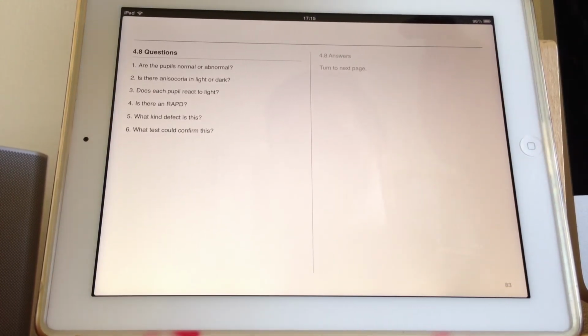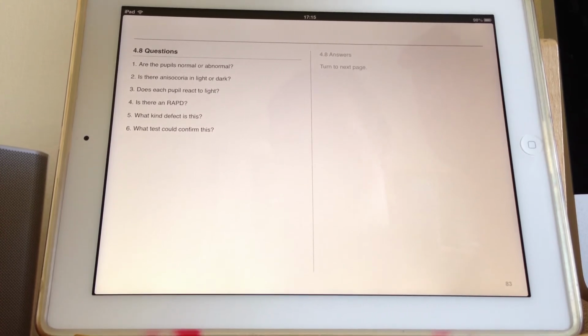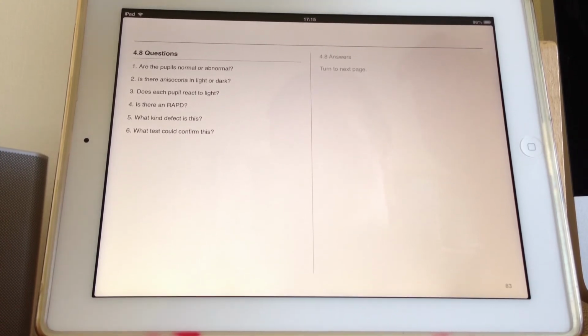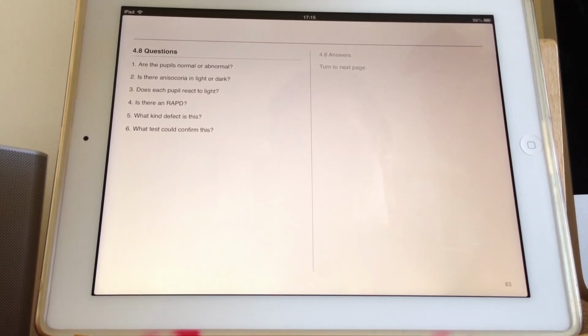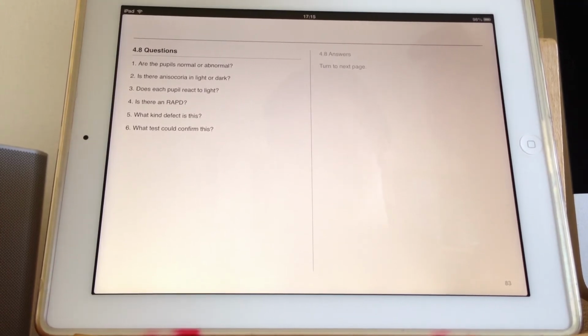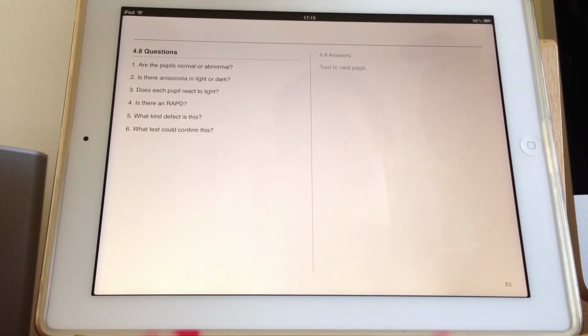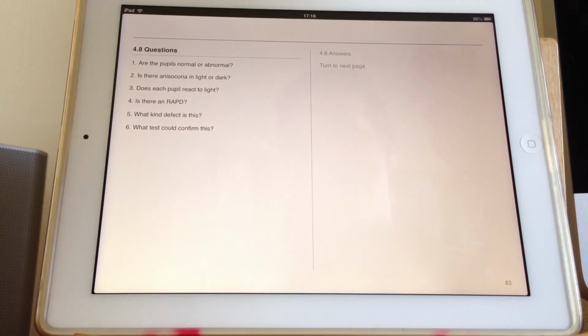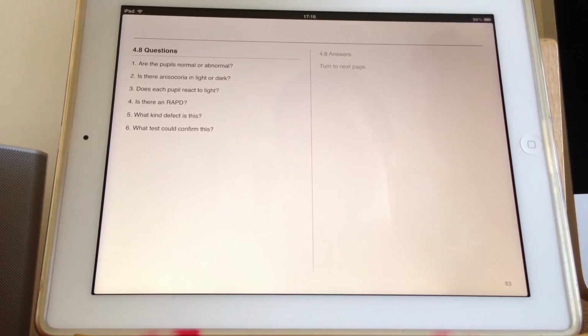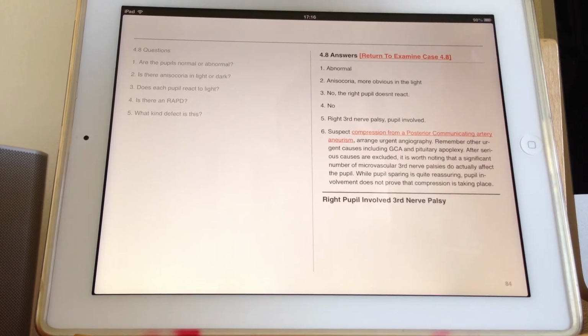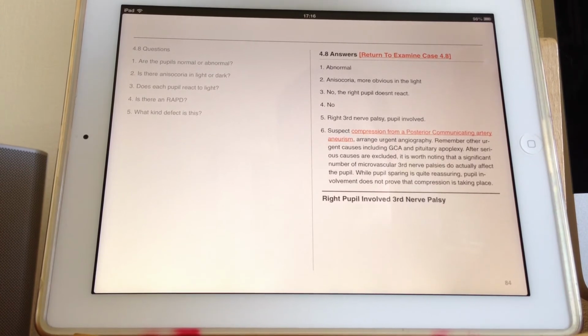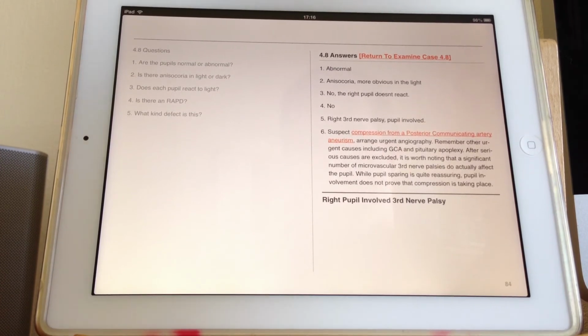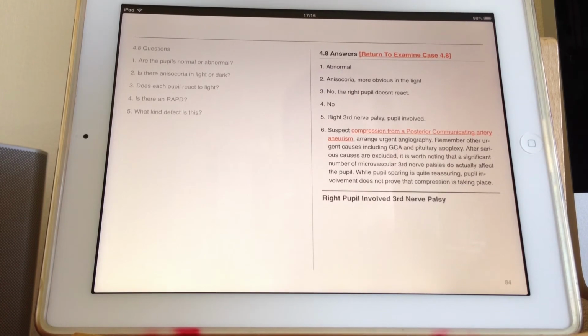So are the pupils normal or abnormal? They're abnormal. Is there an anisocoria in light or dark? There's an anisocoria most obvious in light, which says that the abnormal pupil is the dilated pupil. Does each pupil react to light? No, the right pupil doesn't react to light. Is there an RAPD? No, there isn't. What kind of defect is it? Well, it's a pupil involving third nerve palsy. And what test could confirm this? I guess in terms of a test, it's really what investigation to do next.